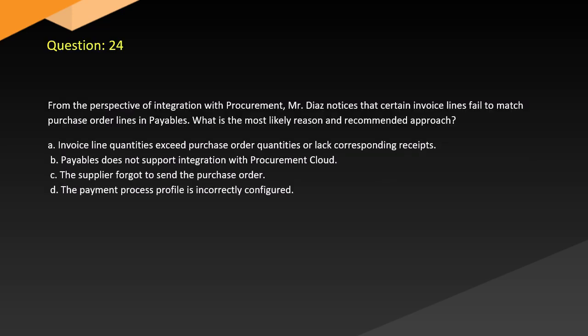Question 24. From the perspective of integration with procurement, Mr. Dyers notices that certain invoice lines fail to match purchase order lines in payables. What is the most likely reason and recommended approach? A. Invoice line quantities exceed purchase order quantities or lack corresponding receipts. B. Payables does not support integration with procurement cloud. C. The supplier forgot to send the purchase order. D. The payment process profile is incorrectly configured.